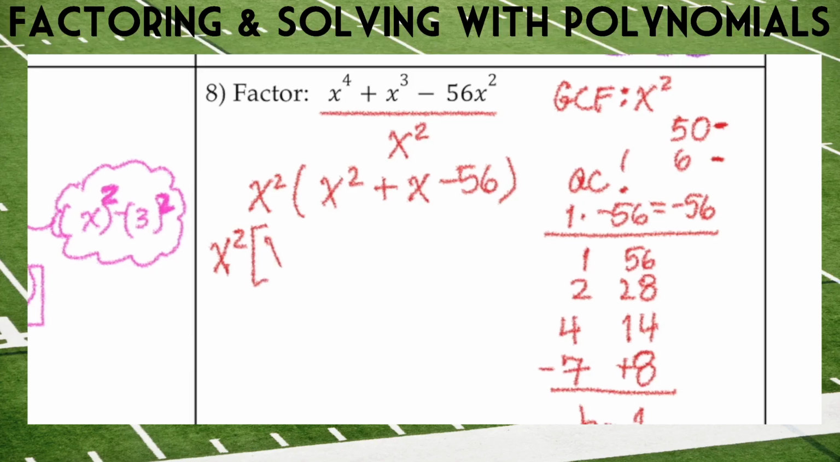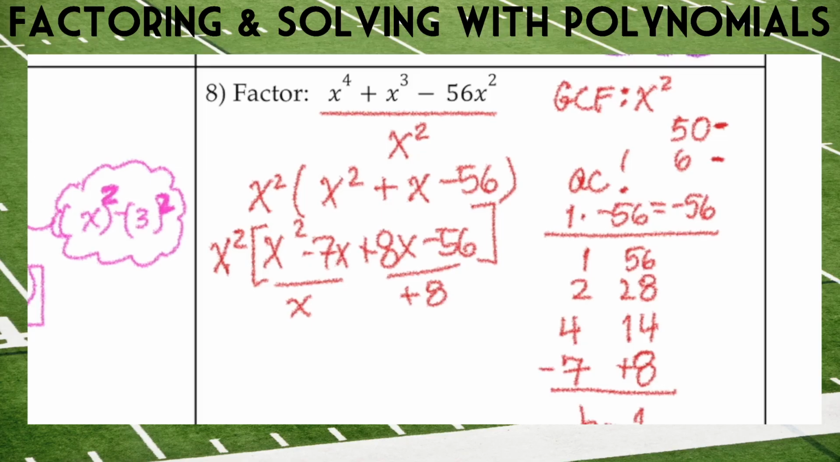x squared. If you do grouping, I will show it with grouping. Minus 7x plus 8x minus 56. Factor by grouping. I'm going to have an x to take out and a plus 8 to take out. x squared sits out front. x out front times x minus 7. Plus 8 out front, x minus 7.